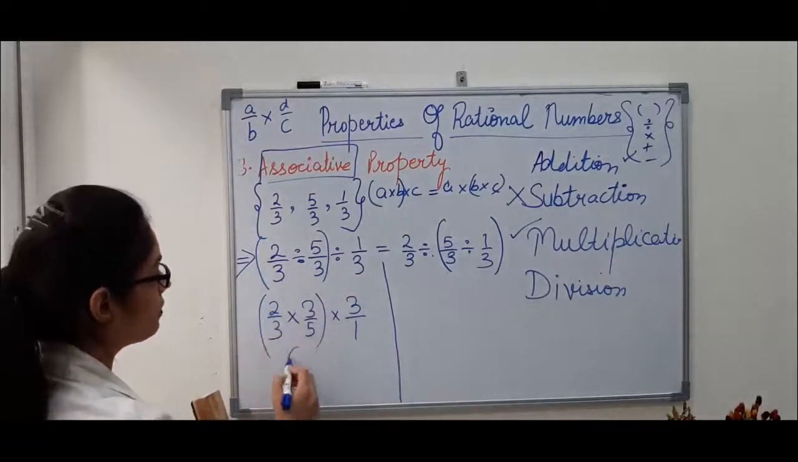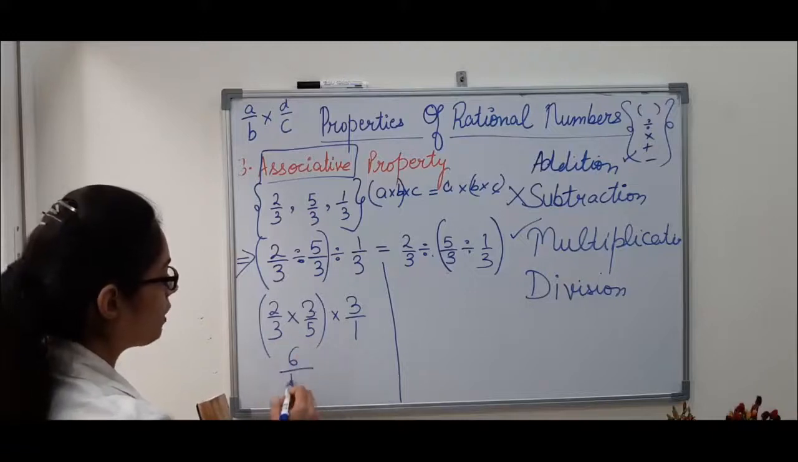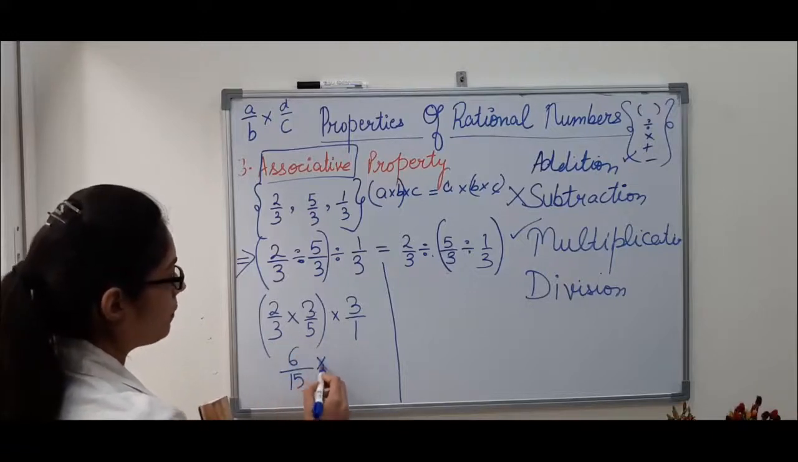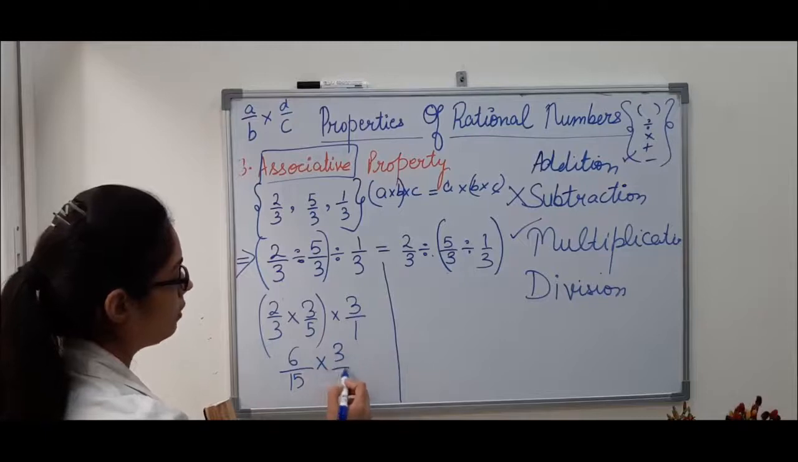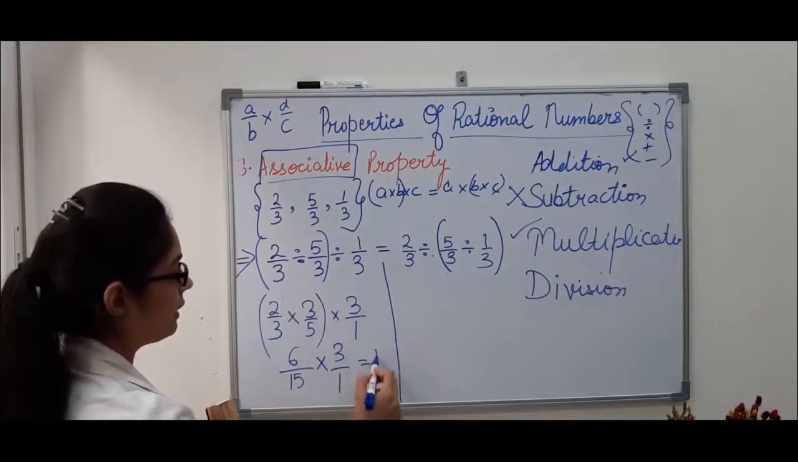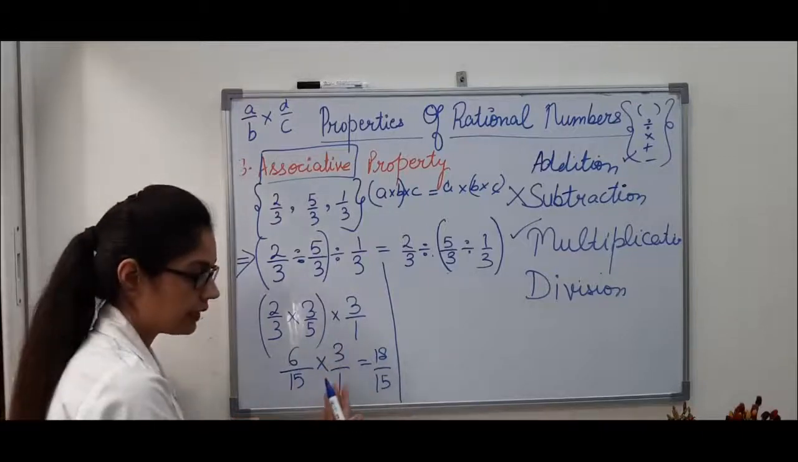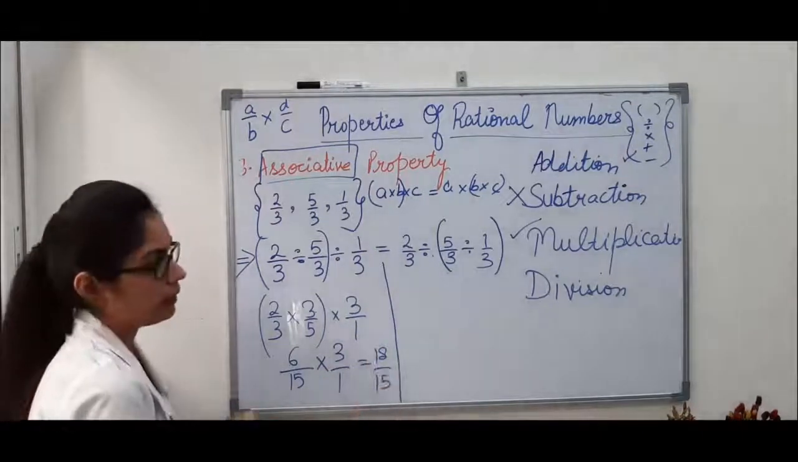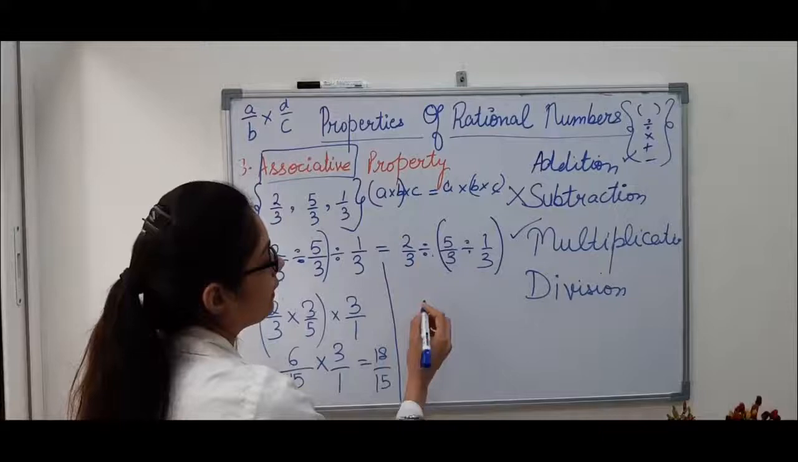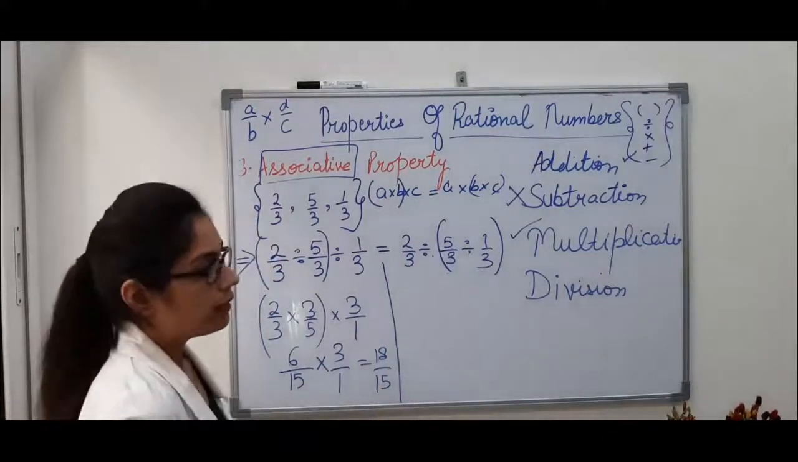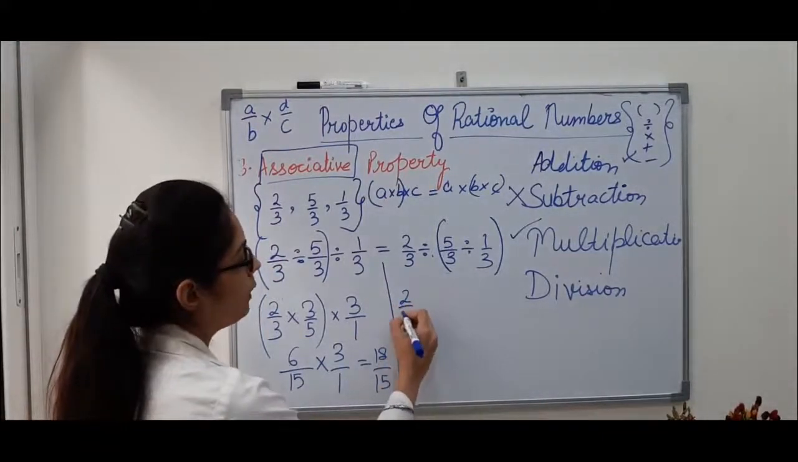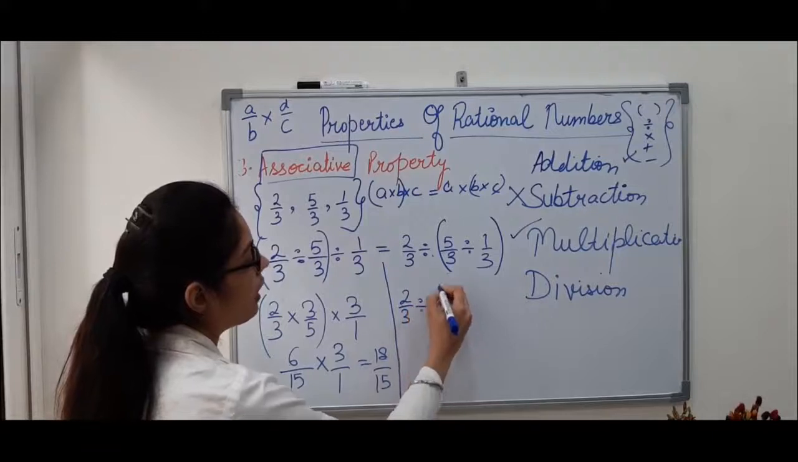3 2 into 3 is 6, 3 into 5 is 15, multiplied by 3 by 1, 6 into 3 is 18, 15 into 1 is 15. So I got left hand side 18 by 15. Now let's try right hand side. First thing what I have to do, 2 by 3, this division I will change afterwards.